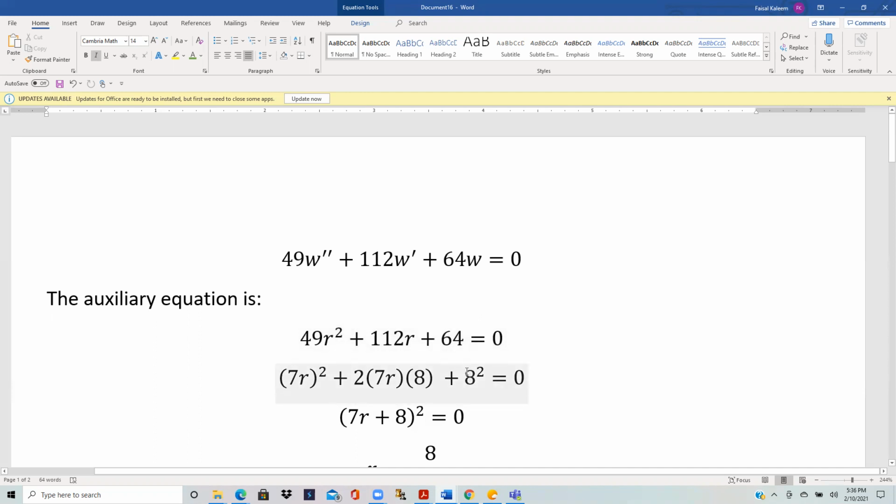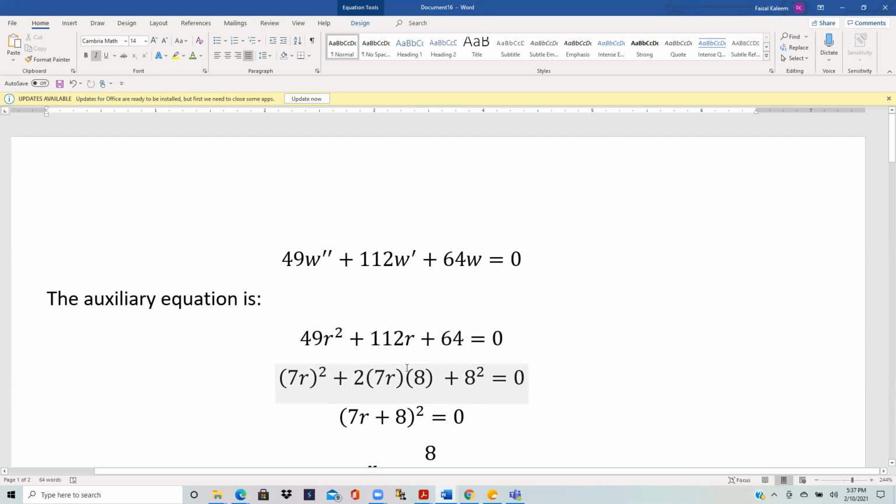So then what we try to see is whether the middle term is 2 times this first base times the second base, so 2 times 7r times 8. And if you see, 2 times 7 is 14, and 14 times 8 is 112. So this does multiply to 112r. So if that happens, then it means that the expression is factorable.